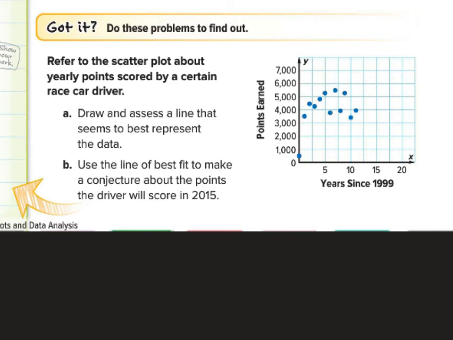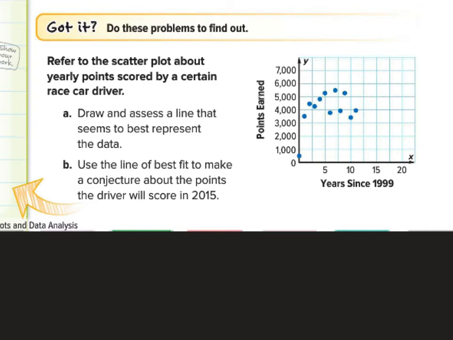So we have a graph here, and the context we're being given is: refer to the scatter plot about yearly points scored by a certain race car driver, years since 1999, and earned points. We start here at 0, at no years, and they already have about 500 points. Then we have: A, draw and assess a line that seems to best represent the data. And then B, use the line of best fit to make a conjecture about the points the driver will score in 2015. So 2015 being 15 here.